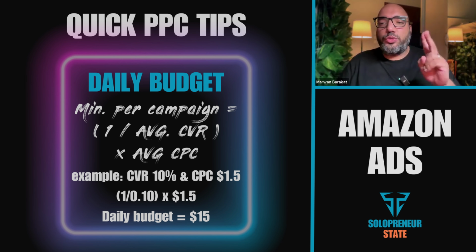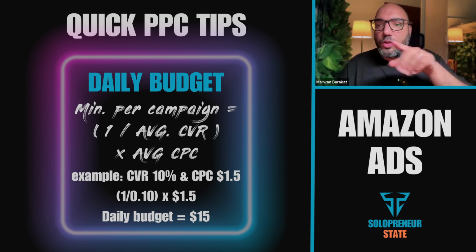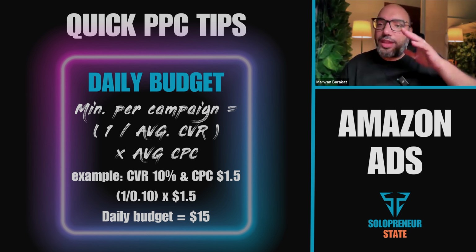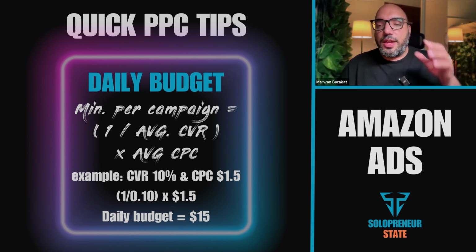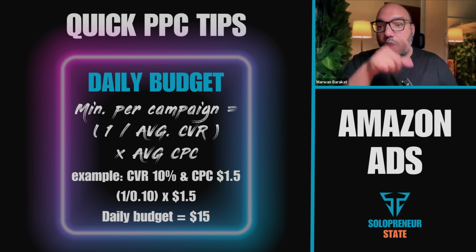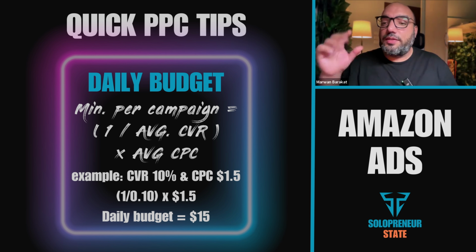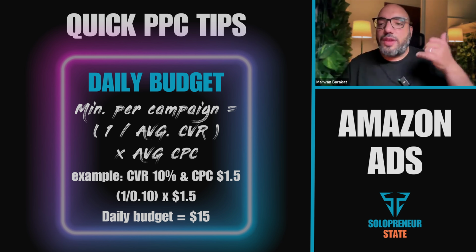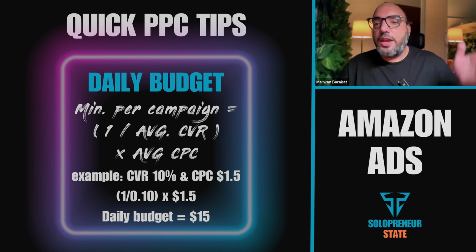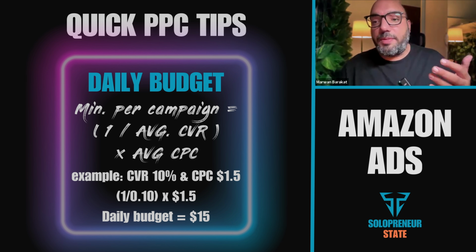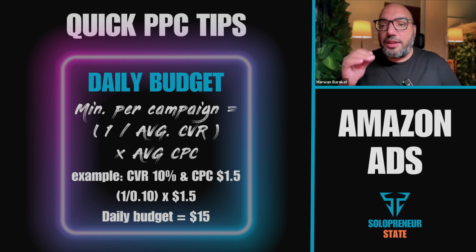The formula is very, very simple. What you're going to do is take 1 divided by your conversion rate. That will give you the number of clicks that you need to get a sale. So if your conversion rate is 10%, 1 divided by 0.10 or 0.1, that gives you 10 clicks. You need 10 clicks to get a sale. If your conversion rate is 15%, that means you need 1 divided by 0.15, that equals almost 7. That means you need 7 clicks to get a sale. If your conversion rate is 20%, you need 5 clicks. If your conversion rate is 33%, you need 3 clicks. I need to know how many clicks I need to get a sale.